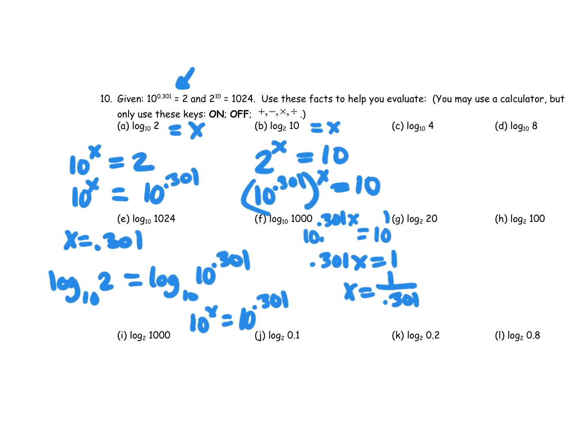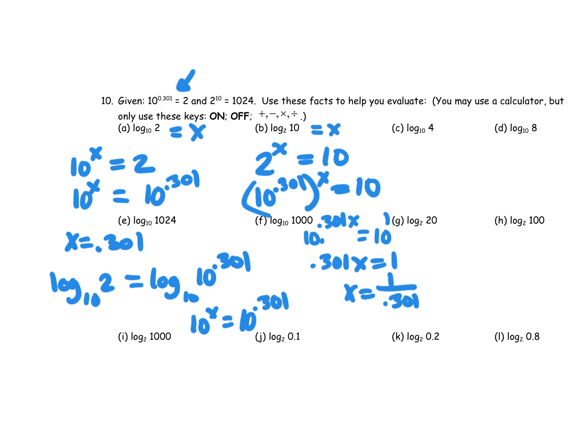C, I bet you could do C, but let's just get it started. 10 to what equals 4. And remember, we can rewrite 4 as 2 squared. And then you can plug back in what 2 is, which is 10 to the 0.301, and go from there. The same is true of D, because 8 is 2 to the 3rd, so that's going to be very similar.